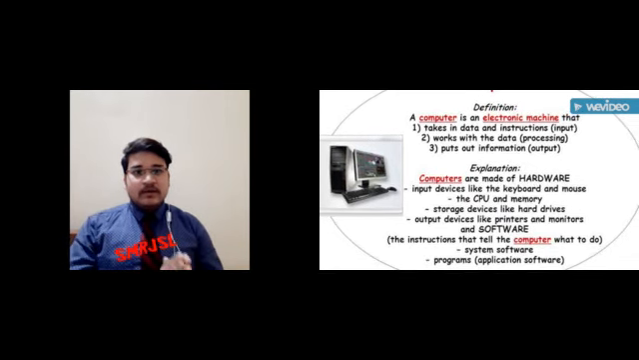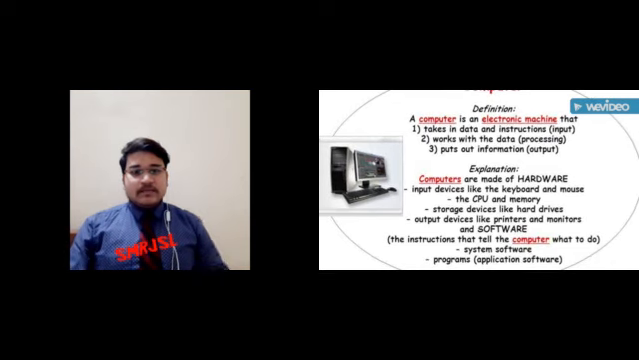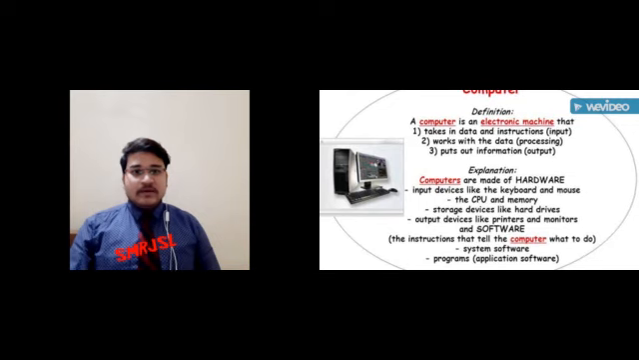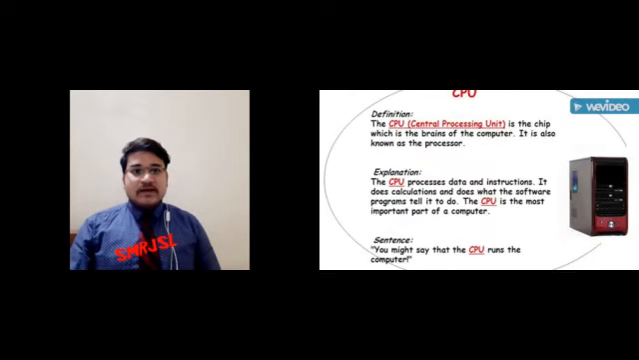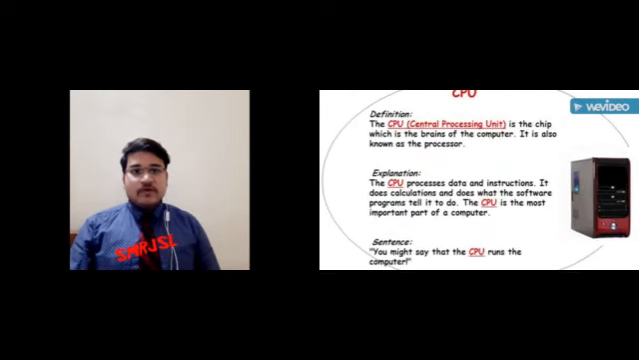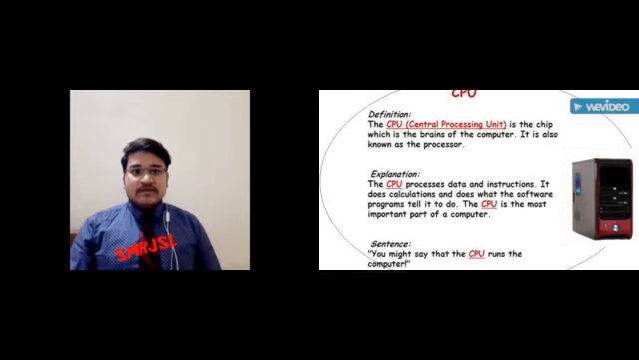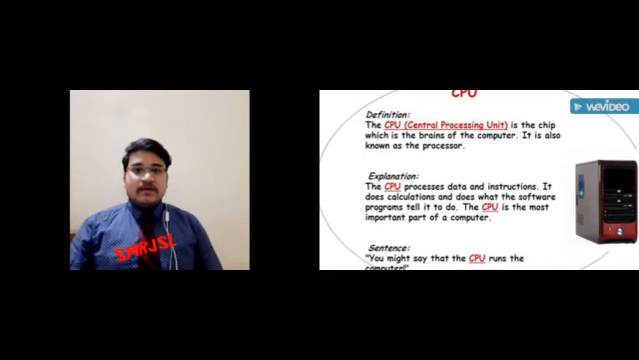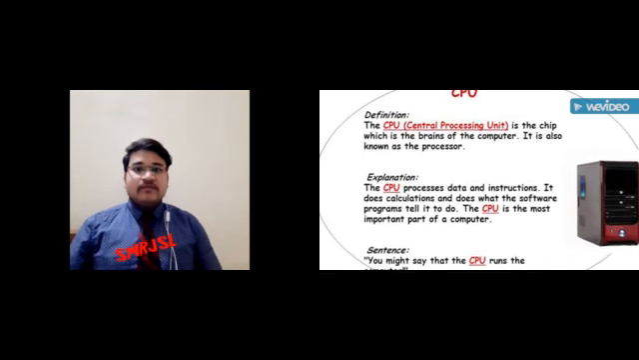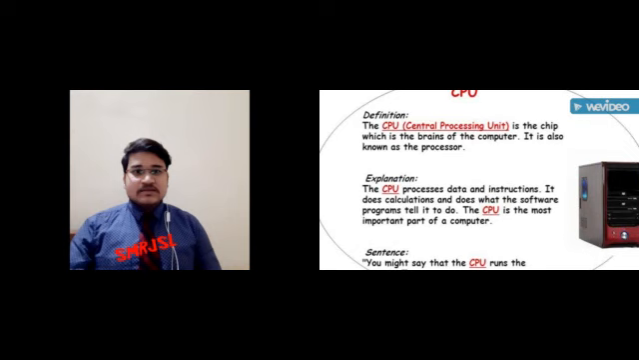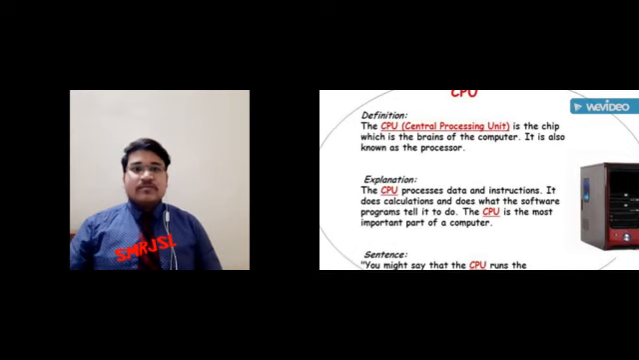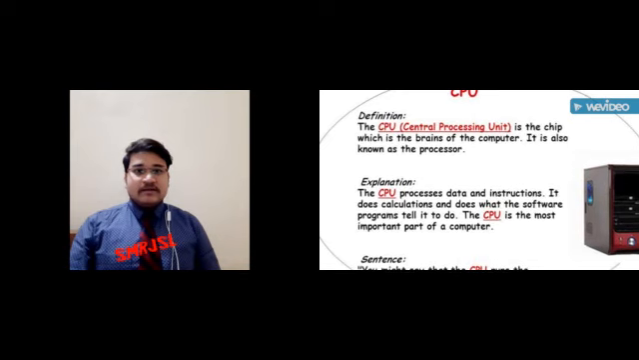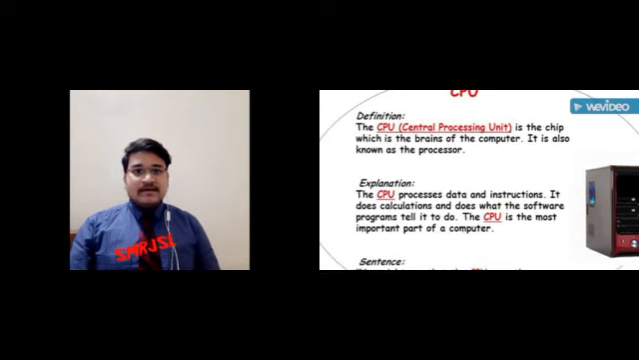Okay, so in this way we can say the computer works on the IPO cycle: input, processing and output. The word computer is derived from compute, which means to calculate. We can say a computer is an electronic device which is used for performing a specific task by given instruction. When we give an instruction to the computer, it processes that instruction with the help of the processing device, that is the CPU, central processing unit, and after processing the data, we get the output.